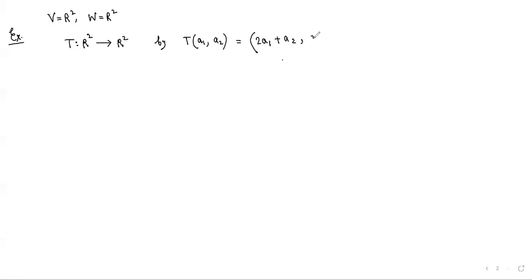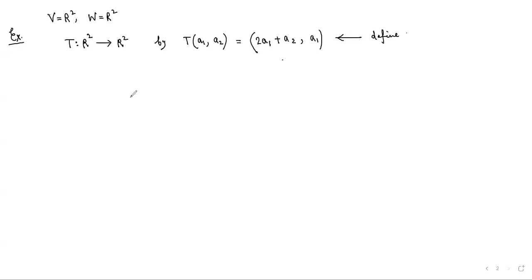Okay, now let me show you an example, like a problem. Suppose I am defining a transformation like this. I have taken the two vector spaces V and W as the same. Here V is equal to R2 and W is also equal to R2. I am defining the transformation as follows: T of (A1, A2), because you know all the elements of R2 are ordered pairs, the image is written as (2A1 plus A2, A1). Suppose I am defining it in this manner.